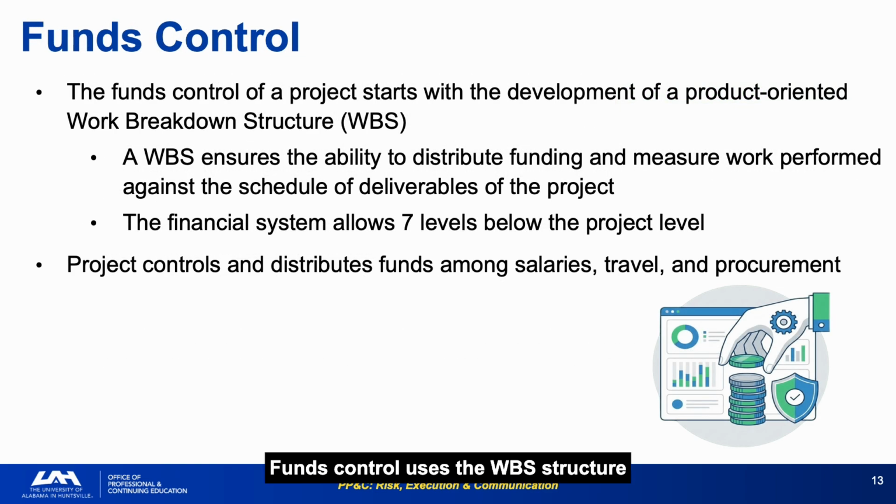Funds control uses the WBS structure to distribute budget across specific project elements, ensuring that each funding pocket is traceable to a specific deliverable and that individuals cannot spend from each other's accounts. The analogy of breaking a dollar into quarters, dimes, and pennies captures the principle precisely. The control structure becomes progressively more granular, but when you add everything back up, it must equal the original total.